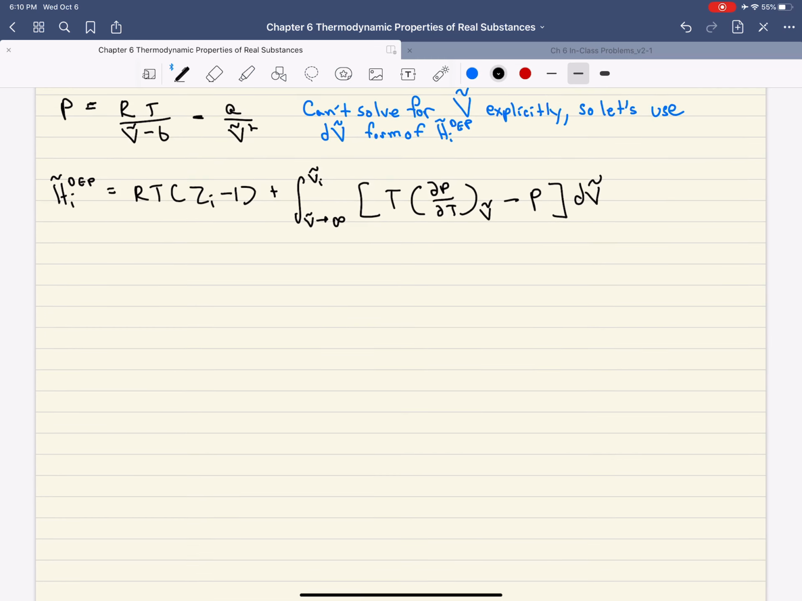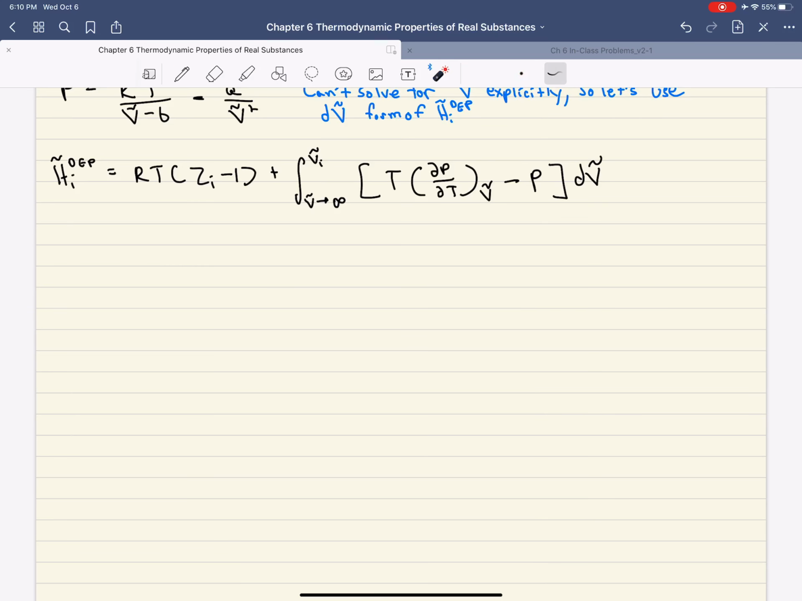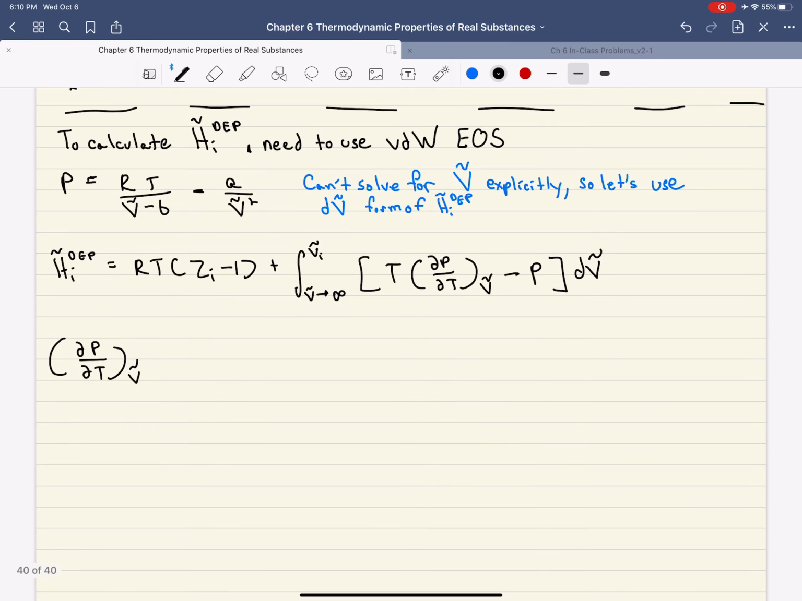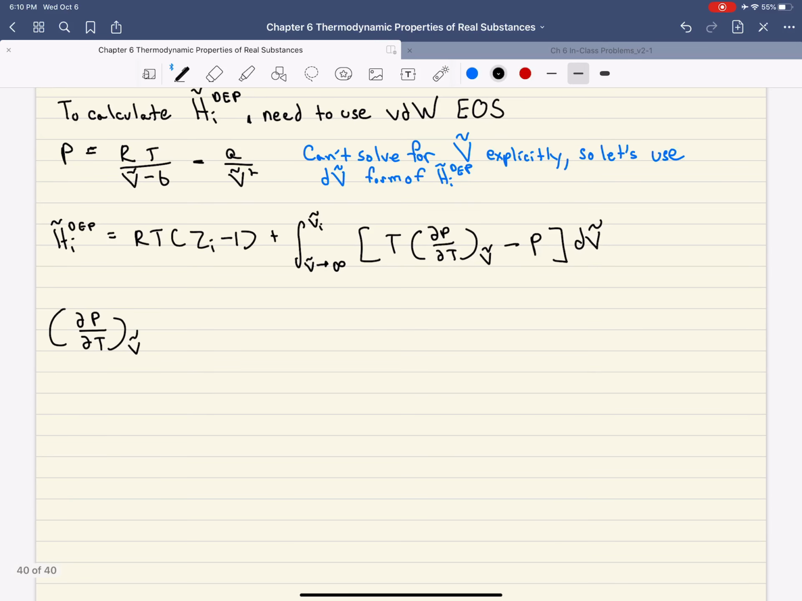All right, and so for our departure function, to calculate it, we need to figure out what dP/dT is. And so in the van der Waals equation of state, only the first term has a temperature, the second term does not. So when we take the derivative, we just end up with R over V minus b. And that's all it is.